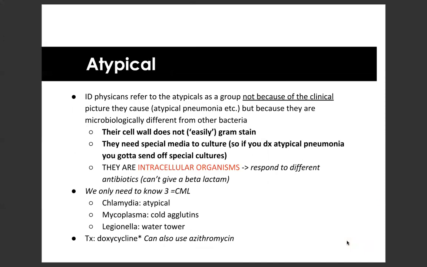So this is another thing I got confused with last year. Atypical refers not to clinical features, but more to the microbiology. Atypical bugs typically don't stain well in gram stain, so they don't really come up as gram positive or gram negative, and they're typically intracellular organisms. The main three atypical organisms, I remember as CML: chlamydia, mycoplasma, and legionella. That's important when we think about the treatment of pneumonia, and that's why we use doxycycline for atypical cover.